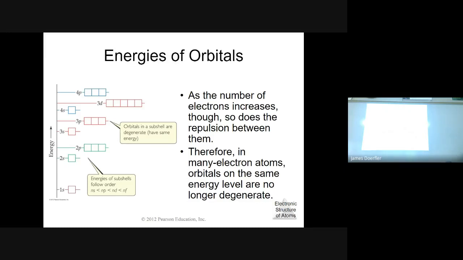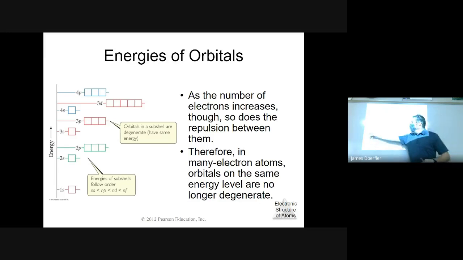So, as the number of electrons increases, so does the repulsion between them. In what we call many electron atoms, orbitals on the same energy level are no longer degenerate. Look how they stagger now. I want to go up this energy chart here. Obviously, 1s is going to be the lowest. And for every energy level, s is typically the lowest energy orbital, followed by p, then d, then f.